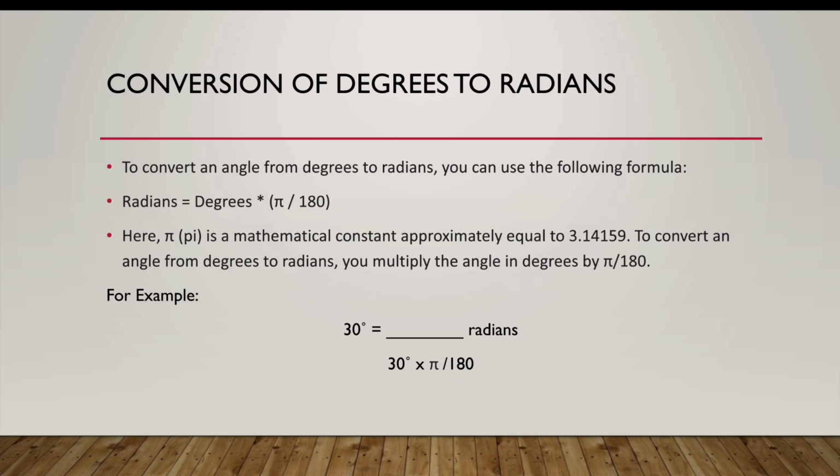To convert an angle from degrees to radians, you can use the following formula. Radians equals degrees times pi divided by 180. Here, this symbol, pi, is a mathematical constant that is approximately equal to 3.14159. To convert an angle from degrees to radians, you multiply the angle in degrees by pi over 180. For example, 30 degrees equals so many radians: 30 times pi divided by 180.